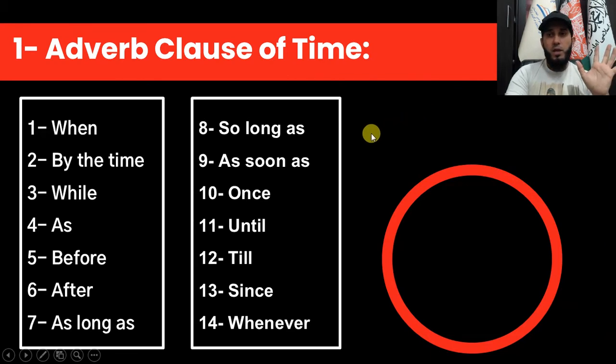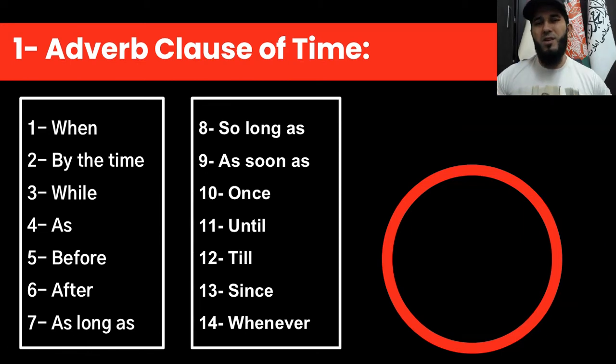Look, if I give you one example for each of these words, for each of these conjunctions, it's going to take a very, very long time, like 2 or 3 hours, okay?